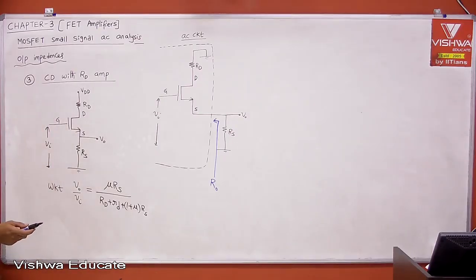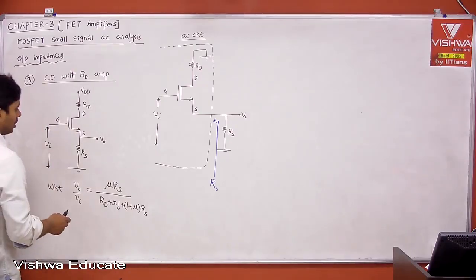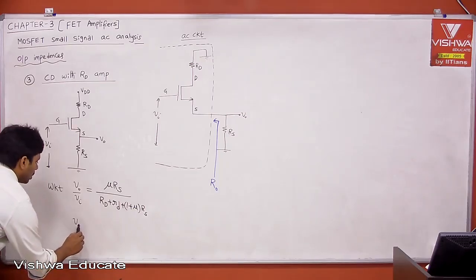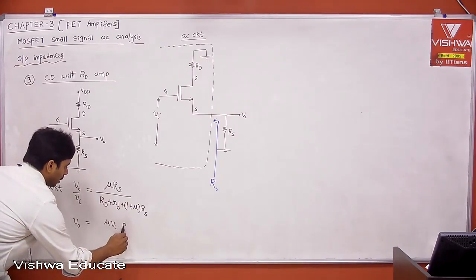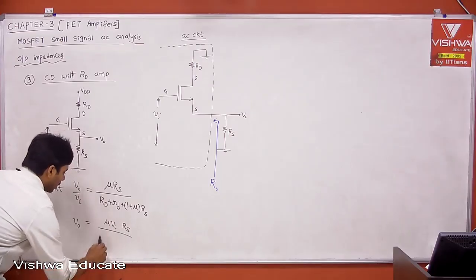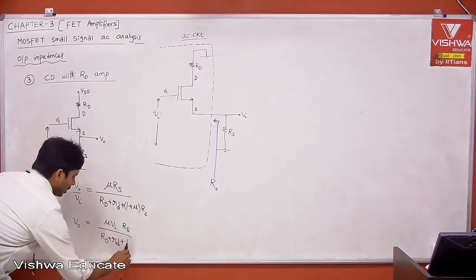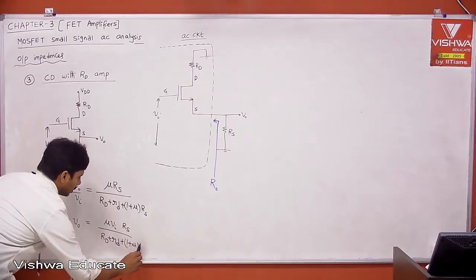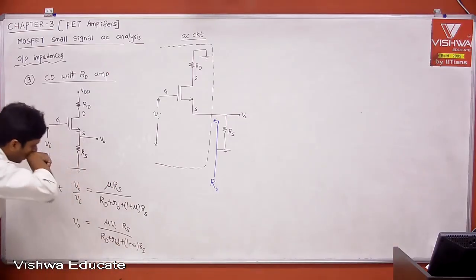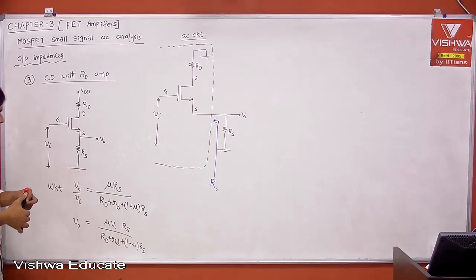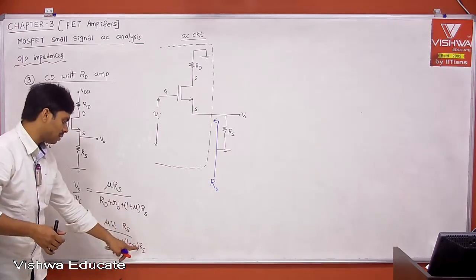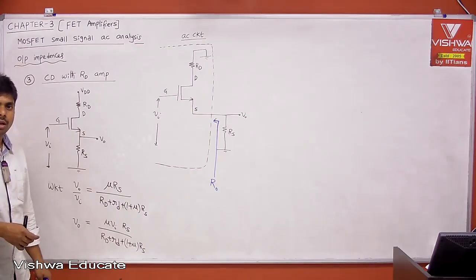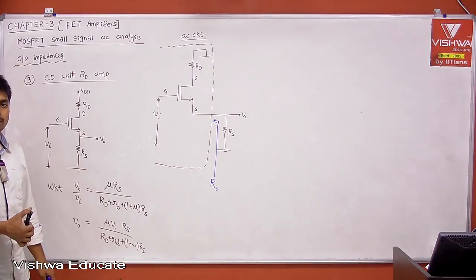Right? Now, again, can I write it like this? V0 is equal to mu into Vi into Rs divided by capital RD plus small rd plus 1 plus mu into Rs. Can I write it like a voltage divider network? Like mu into Vi, Rs divided by Rs plus something, but Rs is having some coefficient which is 1 plus mu. Therefore, I cannot write it like a voltage division network.